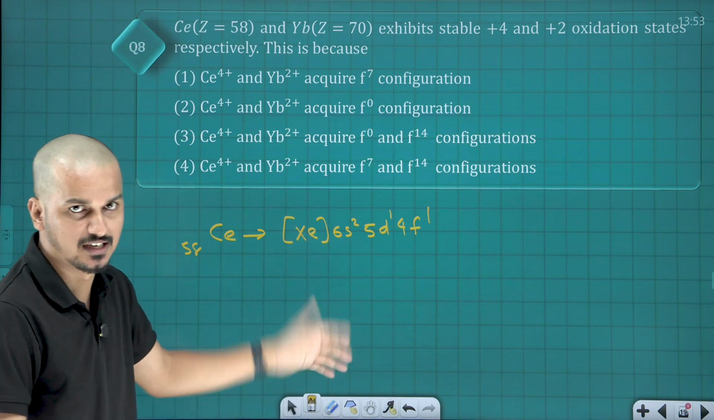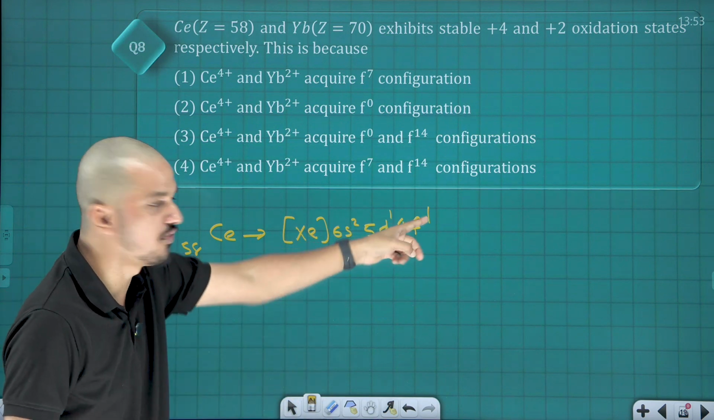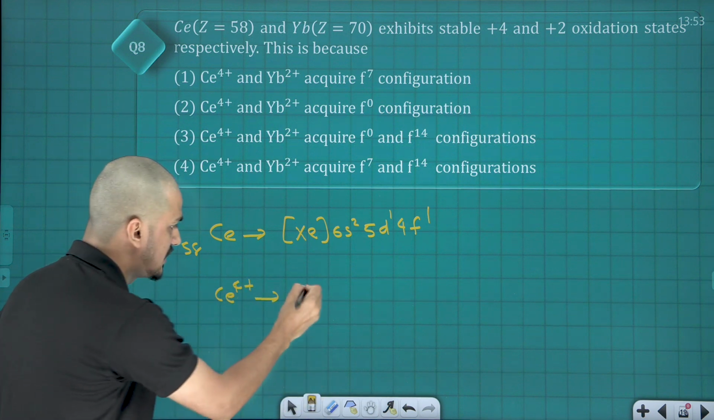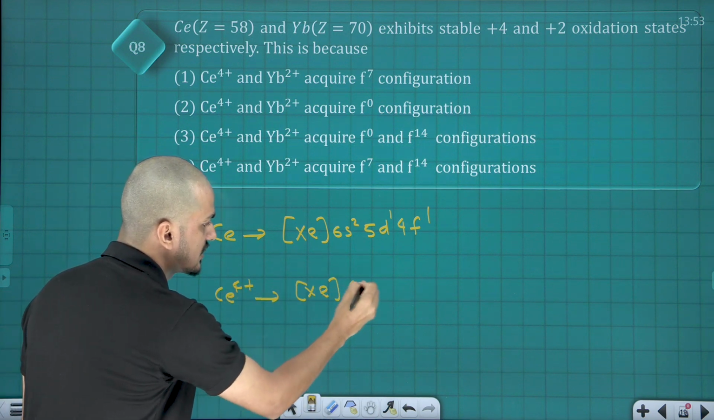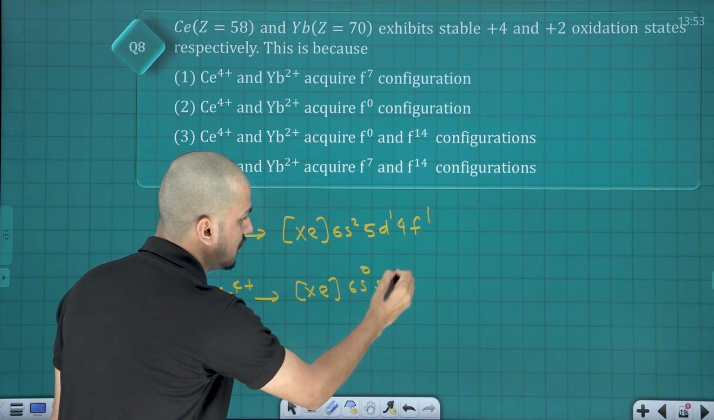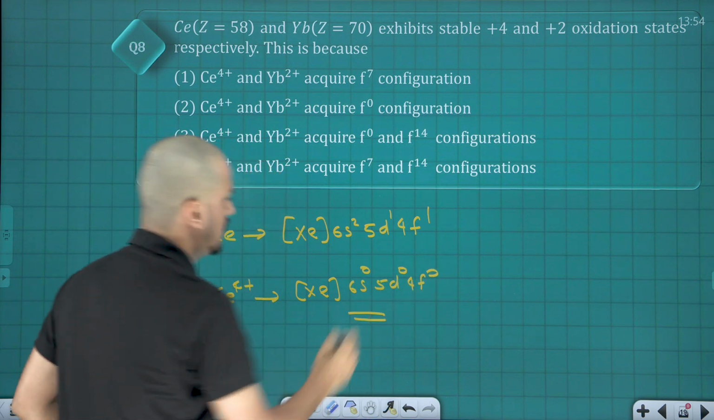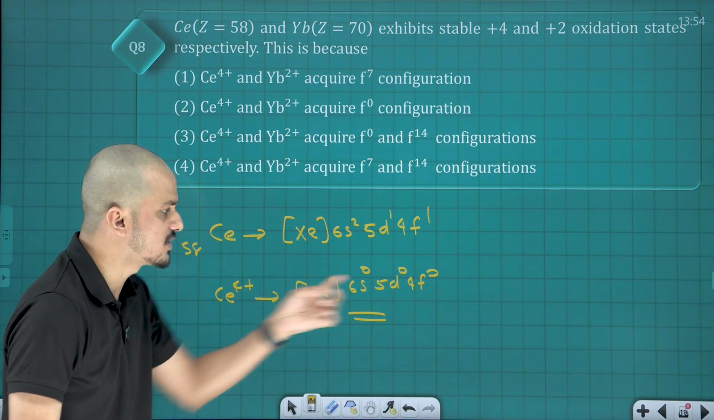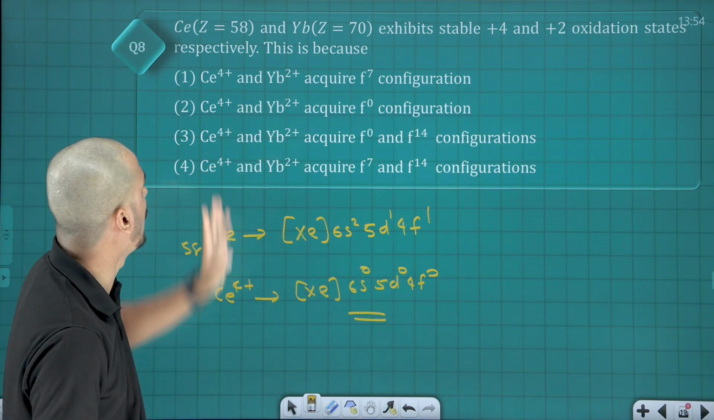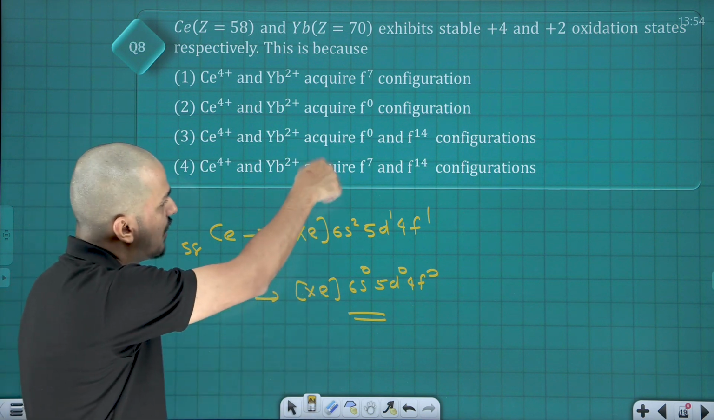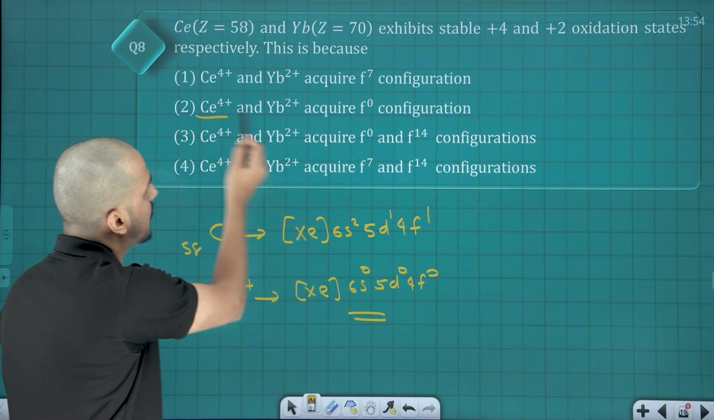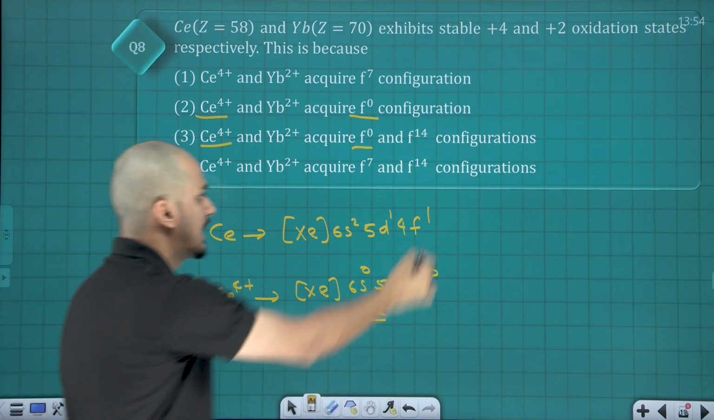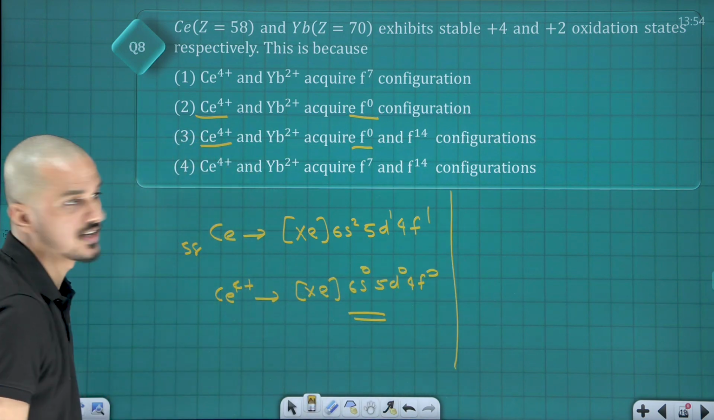If they lose the entire 4 electrons, then cerium becomes Ce4+. At that time it is xenon, 6s0, 5d0, 4f0. When all are lost, they will get noble gas configuration. That's why Ce4+ means 4f0 configuration. They're asking about F configuration. So in Ce4+, this is F0 configuration.